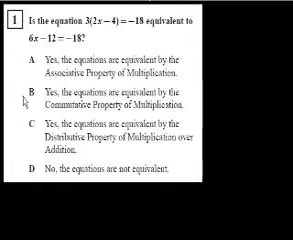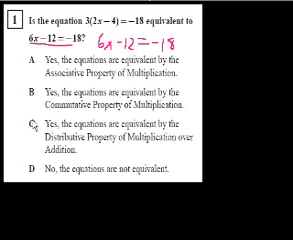All right. And they are asking us, is the equation 3 times 2x minus 4 equal to minus 18 equivalent to 6x minus 12 is equal to 18? So let's think about this. If we just distribute this 3, what do we get? 3 times 2x is 6x. 3 times minus 4 is minus 12. And that, of course, is equal to minus 18. So sure, they're the same thing. If you just distribute the 3 over the 2x minus 4, you get 6x minus 12. So the answer is definitely yes.